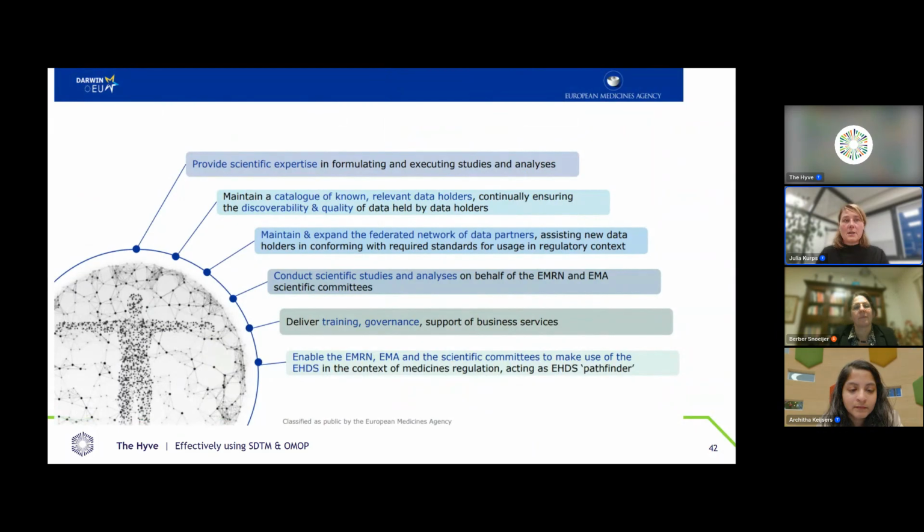And so this is what the whole Darwin group provides to the EMA. There's, of course, a lot of knowledge and expertise about how to run studies. There's the catalog of all the data sources that we know. There's the maintenance and extension of the data network that we have for the federated analysis. And Darwin also really conducts those scientific studies. And besides, we're also training and helping with the governance for the sites, but also for the EMA.